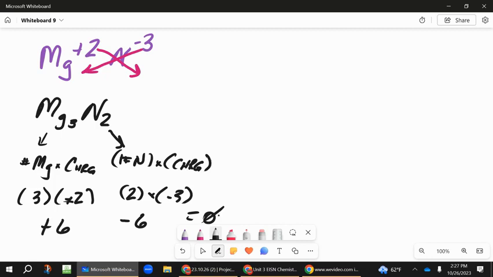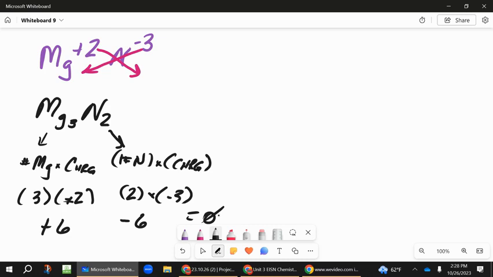The symbols? Nope. Symbols are determined by what elements there are. What is the one way the crisscross method can let you down, Christopher? It's not reduced into its lowest form.